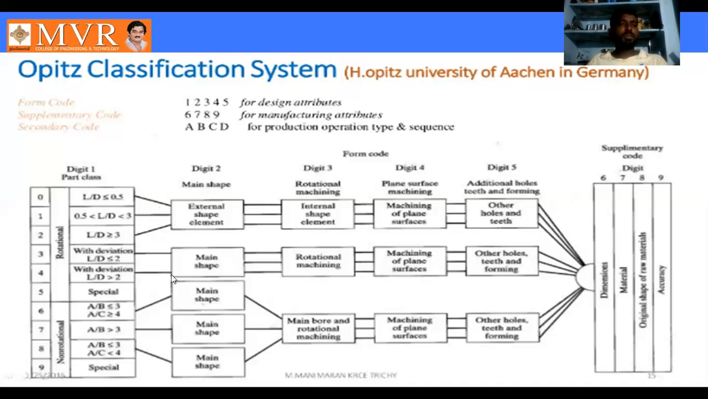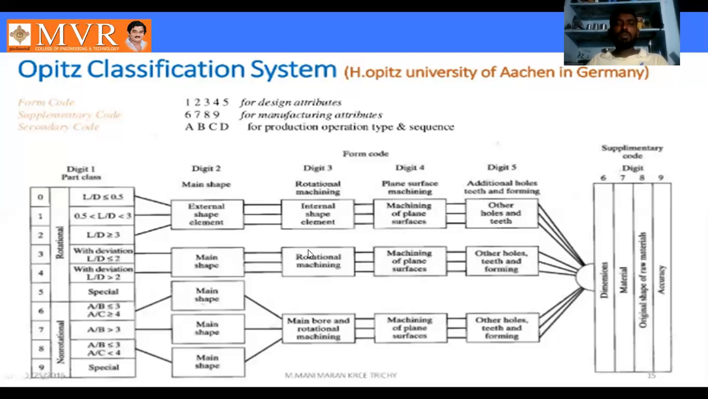Some example 1, in this one we can choose 3 and 4 1. See here 3 and 4 1 we are getting. So with the deviation 1. So with the deviation L by T less than or equal to 2, with the deviation greater than 2 1. So we are getting these two parts 1, 3 and 4 1. So it is the main shape 1. We are getting main shape 1.